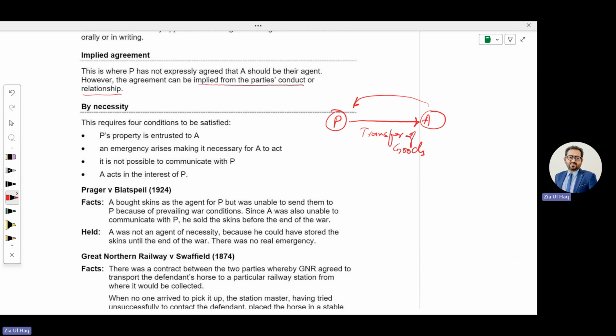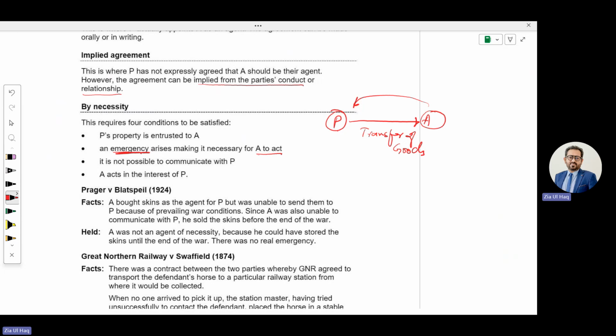Principal cannot deny, because A is his agent in case of necessity, meaning in case of emergency, to save the loss of principal. If any person is working to save the loss of principal, he will be called agent by necessity. So this requires four conditions to be satisfied. P's property is entrusted to A, meaning P has handed over his property to A to transfer to somewhere else. An emergency arises, making it necessary for A to act, meaning A did something in case of emergency.